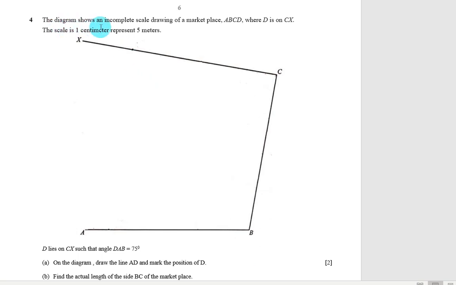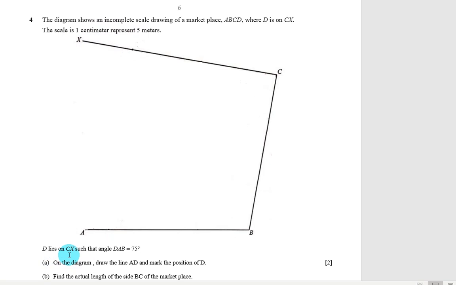The diagram shows an incomplete scale drawing of marketplace A, B, C, D. A, B, C, D at CX. D is at a certain location here. The scale is 1 centimeter for 5 meters.